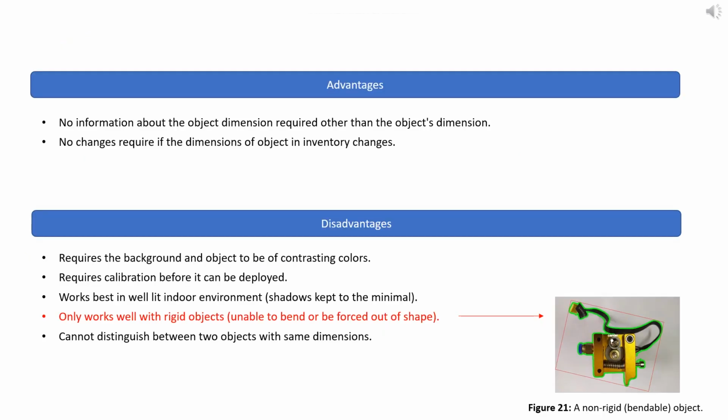Here we list the advantages and disadvantages of the proposed method. The method requires no information other than the object's dimensions. Further, the method requires no changes to be made if the inventory changes. Both of these characteristics work in favor of the method. The method suffers from a few limitations, such as the requirement of contrasting background and calibration, poor performance in non-well-lit environments, and inability to distinguish between objects with the same dimensions.